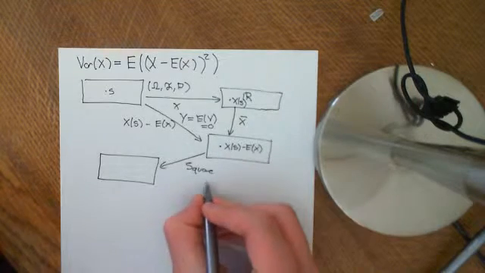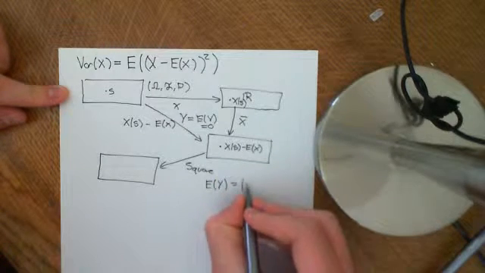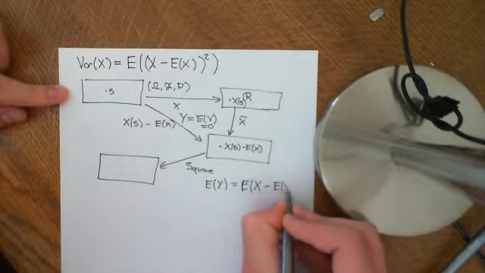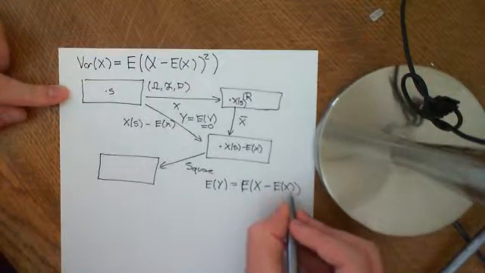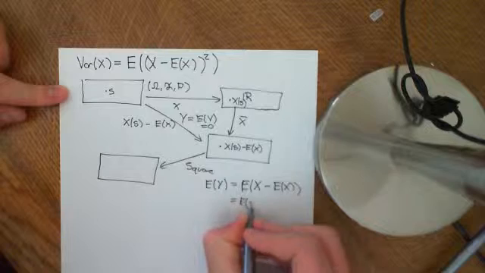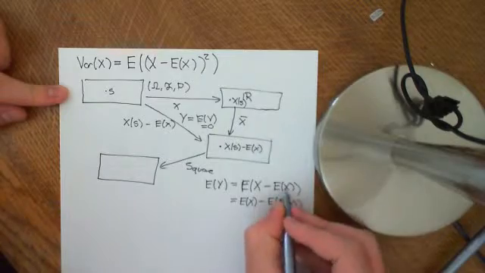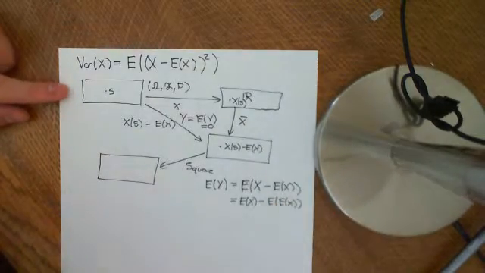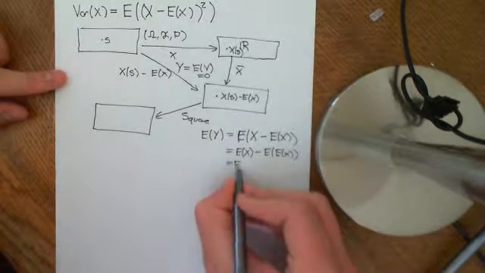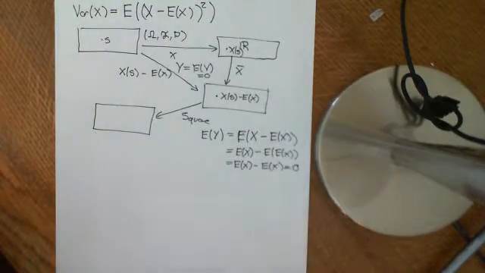And the reason is that if we take the expected value of Y, we know that Y is equal to X minus E of X. So this is our random variable Y. Now if we take the expected value of this, by linearity, it's equal to the expected value of X minus the expected value of the expected value of X. But the expected value of X is just a constant. If you view that as a constant random variable, then its expected value is just its value. So we get E of X minus E of X. So the expected value of Y is overall equal to 0.